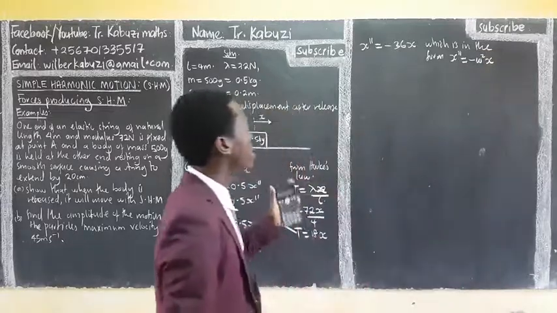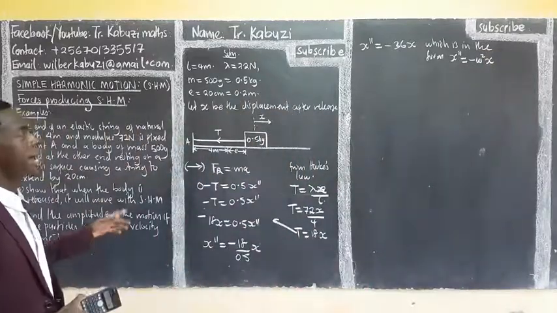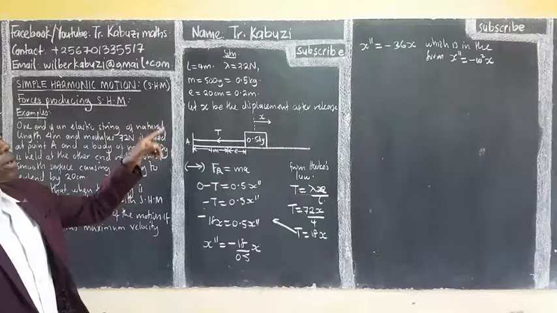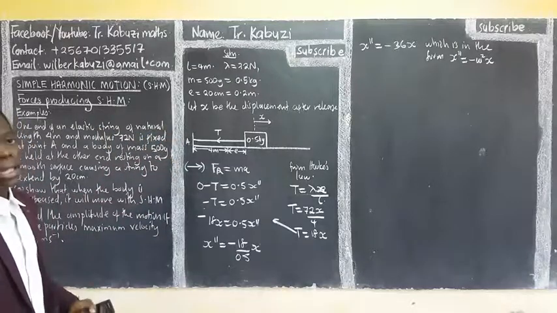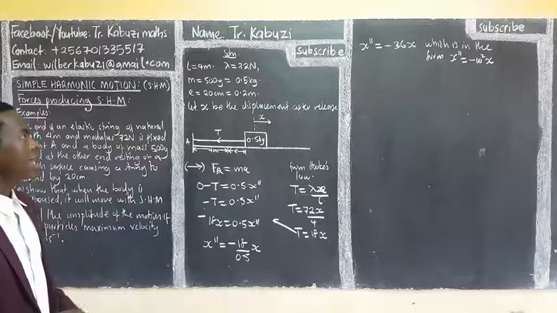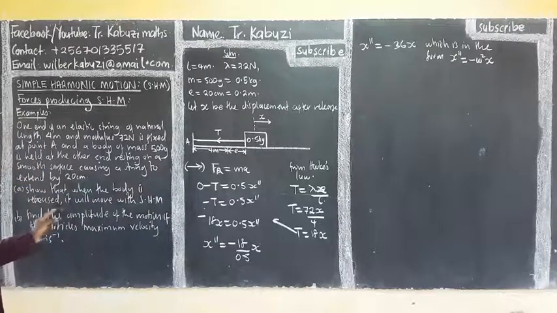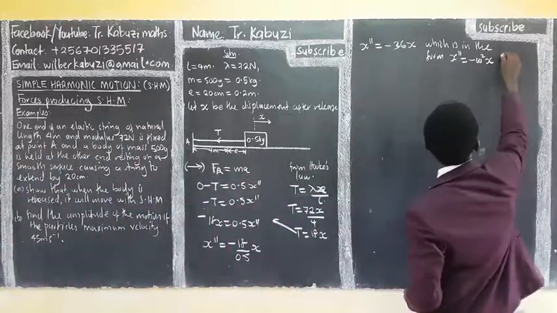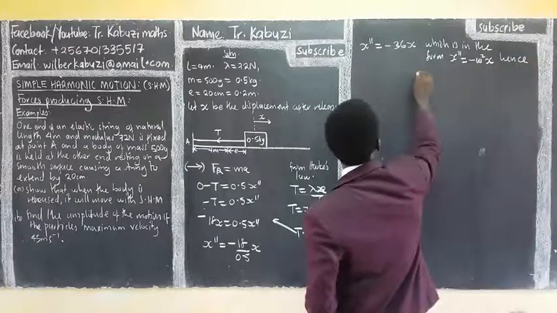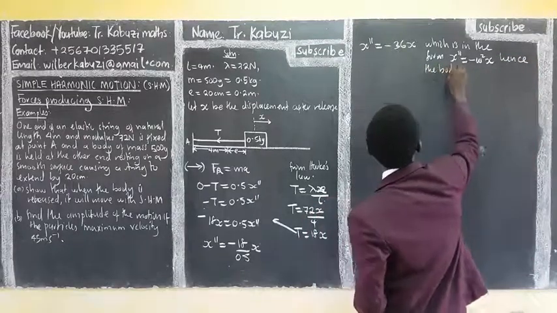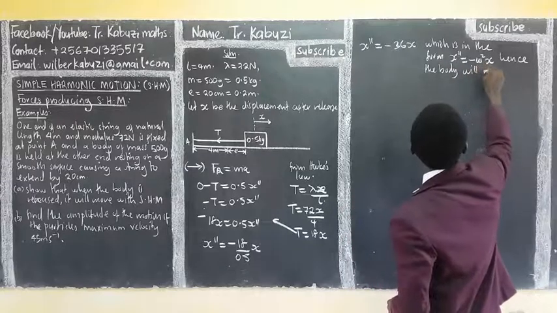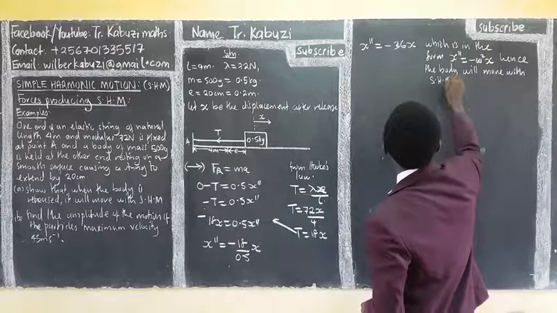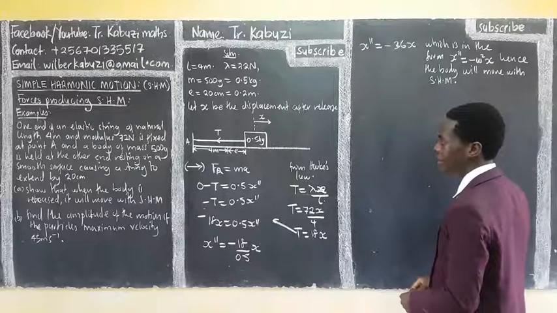If they want you to show that the forces acting on the body are described by simple harmonic motion, you reduce all those forces to an equation and express it in that form, as you can see there. So that shows that when the body is released, it will move with simple harmonic motion.